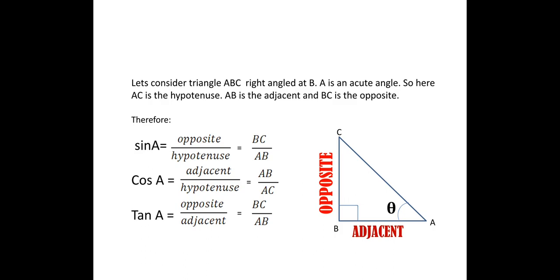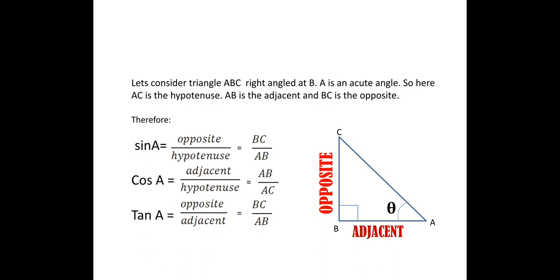ABC triangle is given, angle B is 90 degrees, angle A is the angle of reference, that is theta, so AB is adjacent and BC is opposite. If angle A is the angle of reference, BC is opposite, AB is adjacent. If angle C is considered, then AB will be opposite and BC will be adjacent. The same things are written.